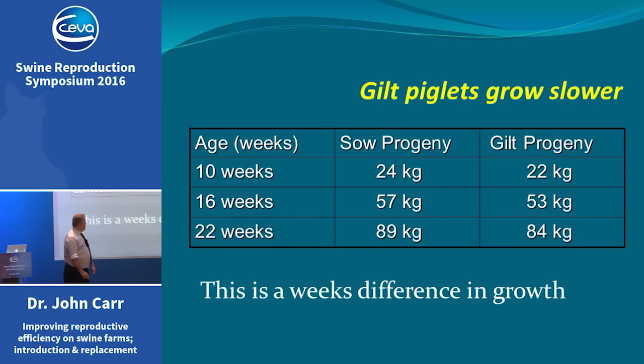You've got to be careful about when you're putting these gilts in. There is a big difference between the way that gilt piglets grow and sow piglets grow. There's about a week difference. So that's a week difference to finish. And most people don't realize that. So you add a lot of gilts into your system, and you can lose a week of production.